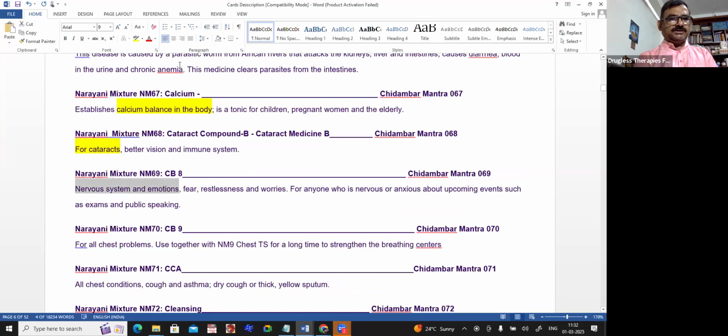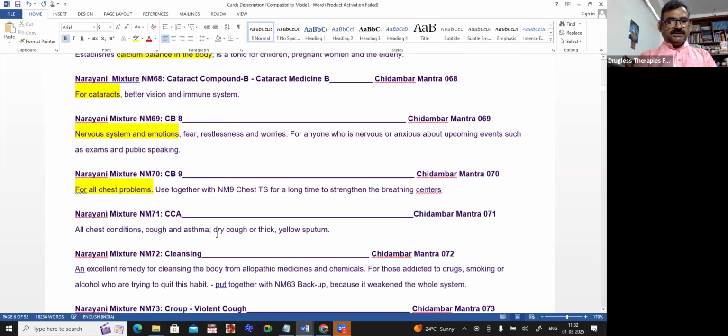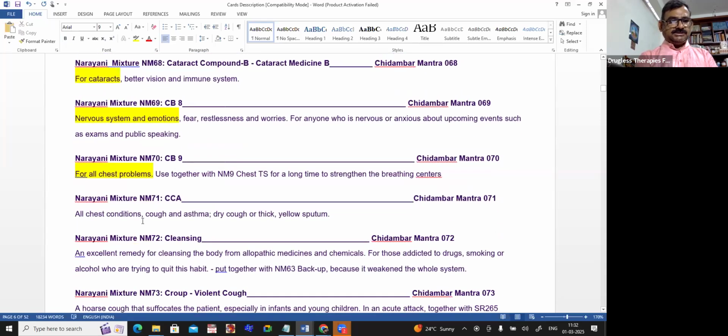Nervous system and emotion. And CB9 for all the chest problems. So you found that there are so many combinations for all the chest problems, so you can combine them. If you want to differentiate the function of CCA and CB9, you have to go to the ingredients of it.